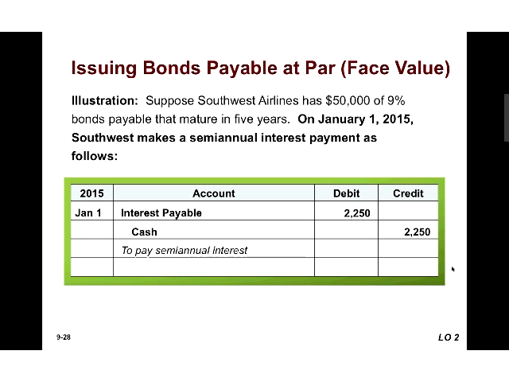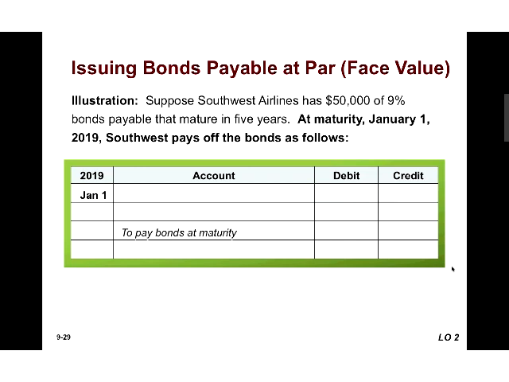We have one more entry. And for our next entry, we have to fast forward 5 years. These were 5-year bonds that they issued on January 1st, 2014. So what we're doing now is we're saying, okay, at maturity, so this is 5 years later. We fast forwarded 5 years. We pay off the bonds.